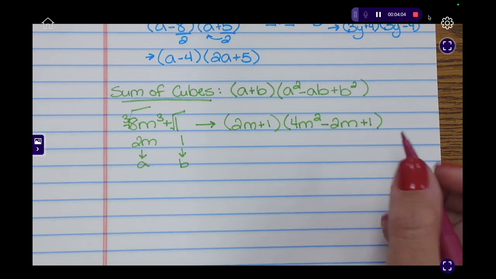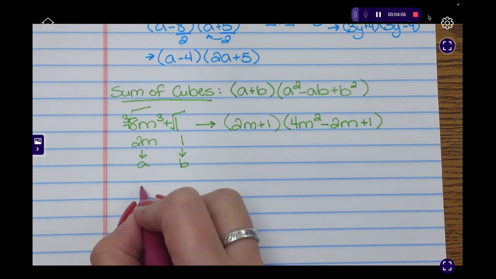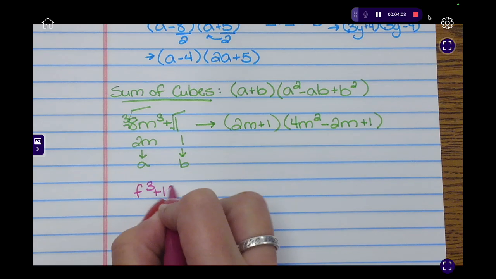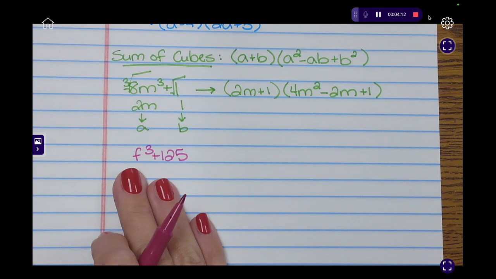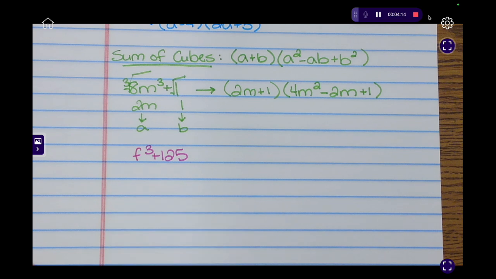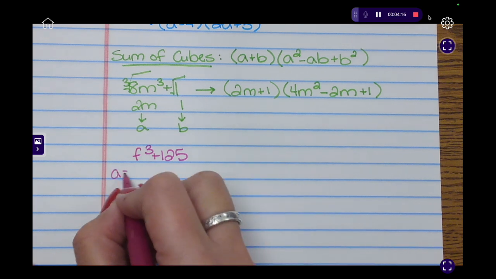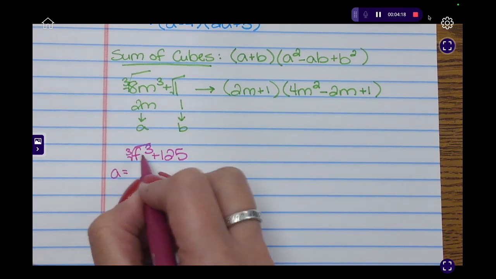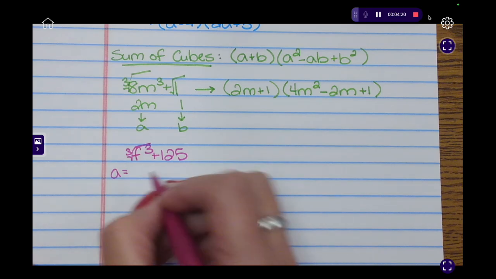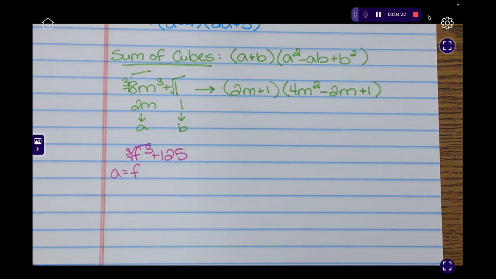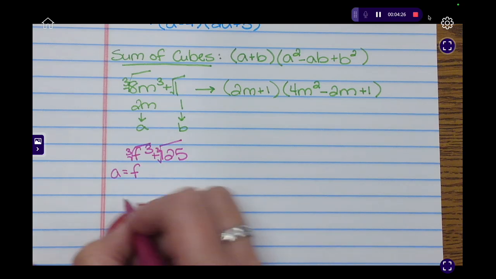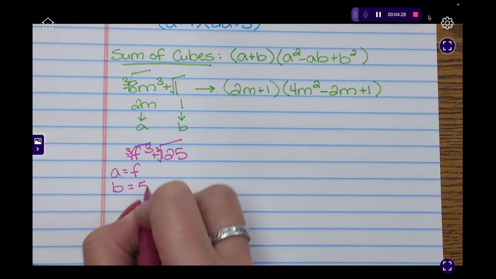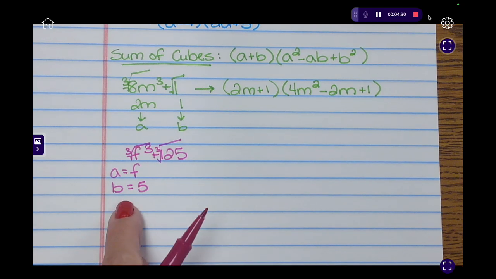So looking at this, let's try if I have f to the third plus 125. So that's a sum of cubes. So I have to find my a and my b value first. So my a value, I'm going to cube root my first term. So the cube root of f to the third would just be f. Then I'm going to cube root the 125. So your b value is 5. So here's my a and here's my b.